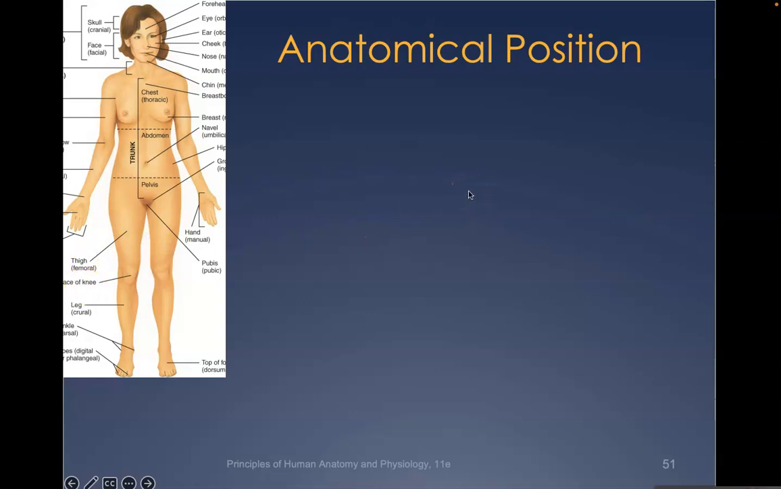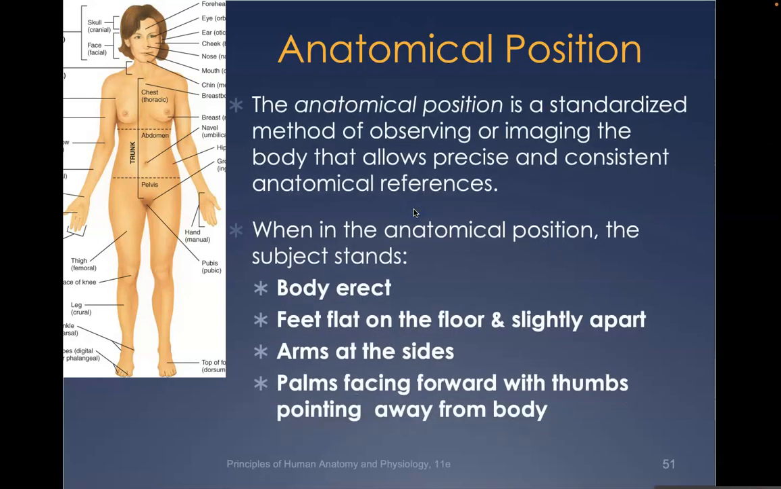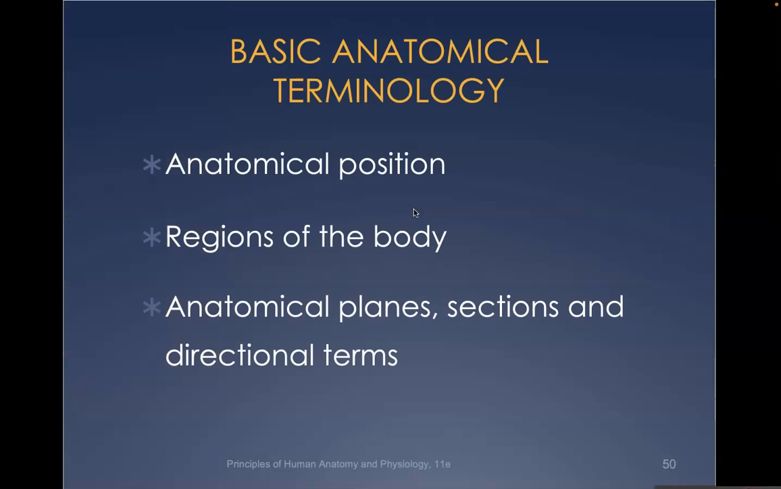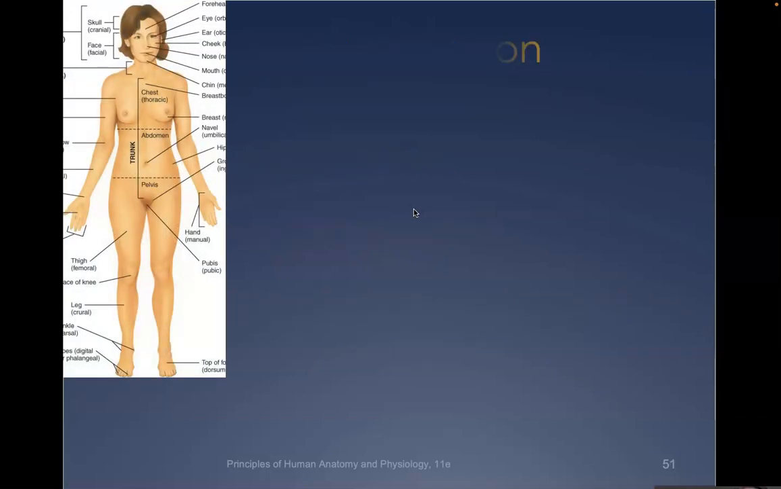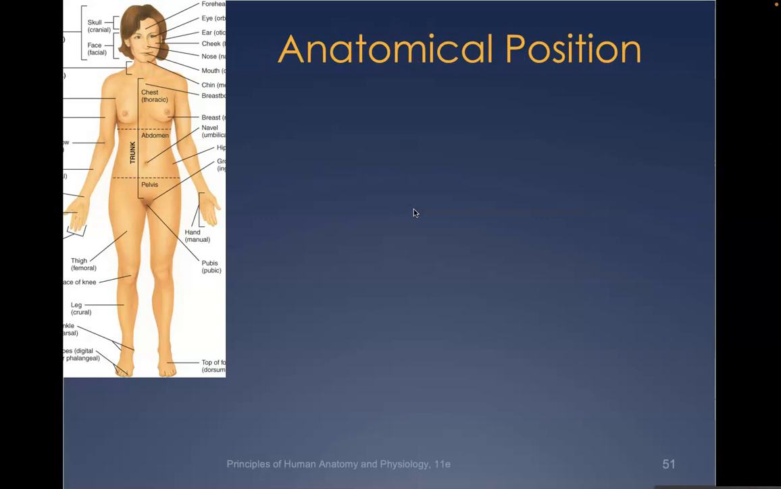So really quickly, today we're just going to be going through the different anatomical terms. We're going to go through the regions of the body, the body cavities, and then the anatomical planes and sections, and then how we use our directional terms to reference different parts of the anatomy.